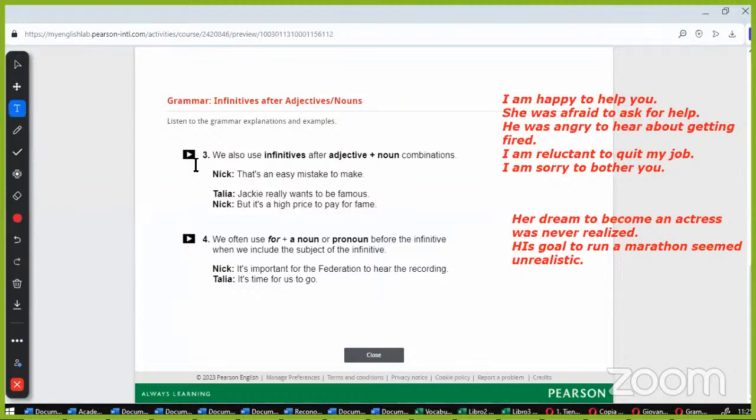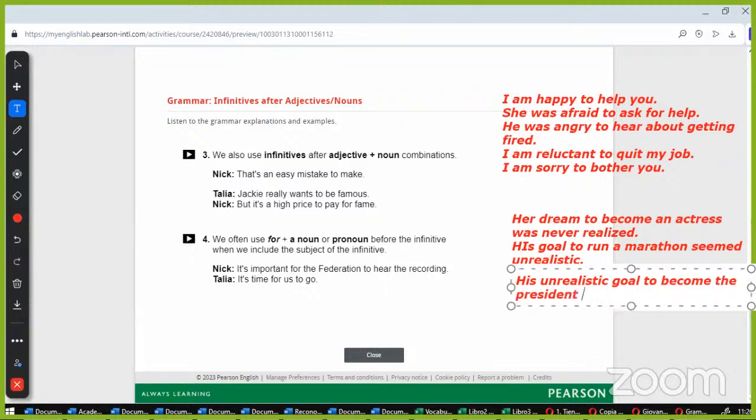An unrealistic goal to become the president is laughable. Unrealistic is the adjective, goal is the noun.